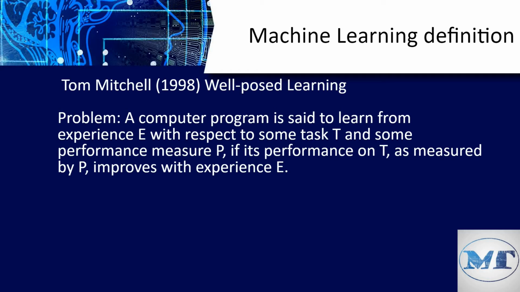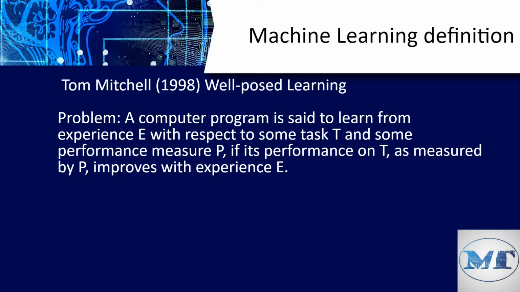Tom Mitchell defined machine learning by saying that a well-posed learning problem is defined as follows. A computer program is said to learn from experience E with respect to some task T and some performance measure P, if its performance on T, as measured by P, improves with experience E. That is machine learning. I actually think he came out with this definition just to make it rhyme.